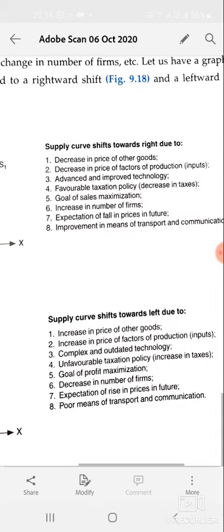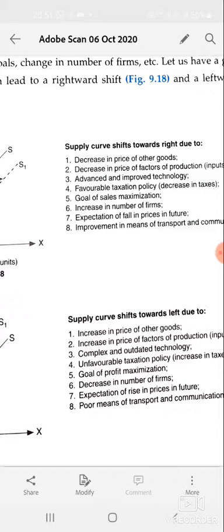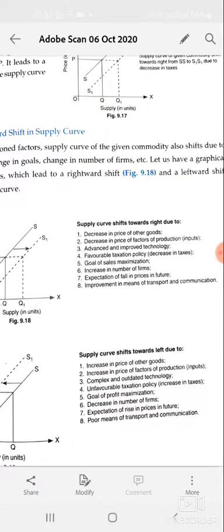Oppositely, these are the inverse: the supply curve shifts leftward, the opposite of the first set, with an increase in the price of other goods. Earlier we studied a decrease; now, with an increase in the price of factors of production, supply will shift toward the left. Complex means difficult, and outdated means old technology, so production will be lethargic or slow, cost will increase, and supply will shift toward the left-hand side. Likewise, an increase in taxes, the profit maximization goal of the firm, and a decrease in the number of firms: earlier 100 firms, now reduced to 10, the supply will be reduced.